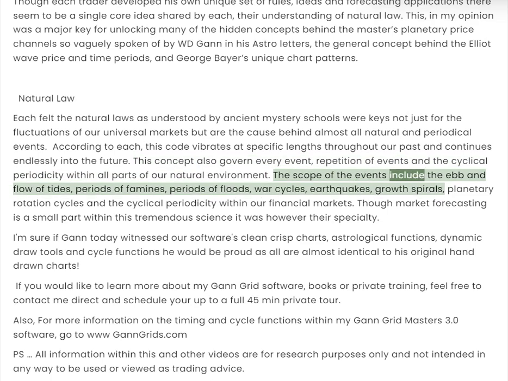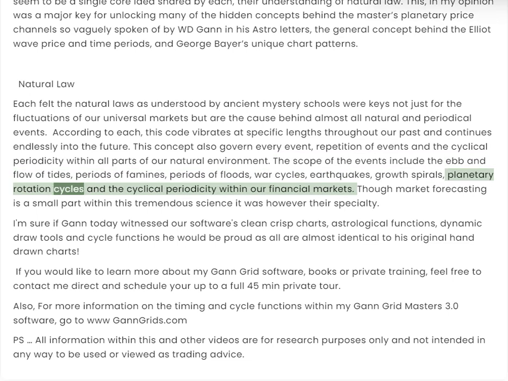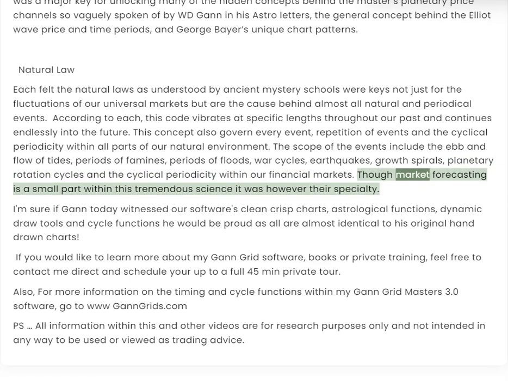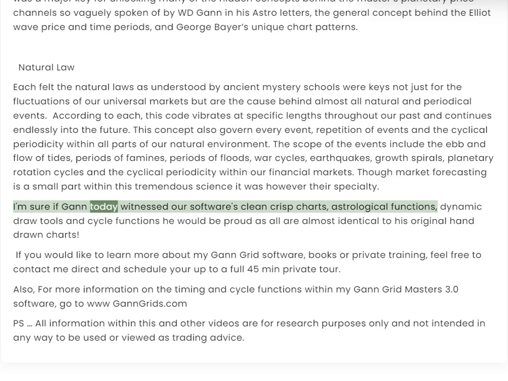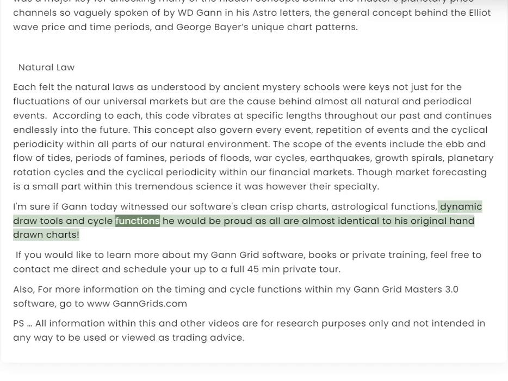The scope of the events include the ebb and flow of tides, periods of famines, periods of floods, war cycles, earthquakes, growth spirals, planetary rotation cycles, and the cyclical periodicity within our financial markets. Though market forecasting is a small part within this tremendous science, it was, however, their specialty. I'm sure if Gann today witnessed our software's clean, crisp charts, astrological functions, dynamic draw tools, and cycle functions, he would be proud, as all are almost identical to his original hand-drawn charts.